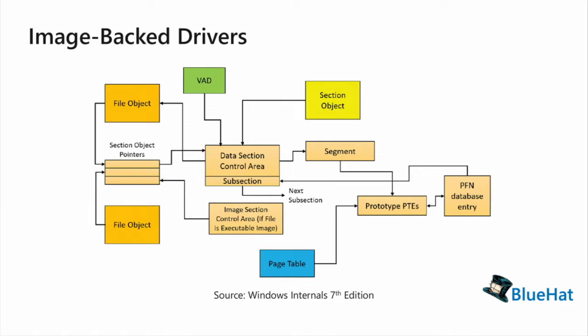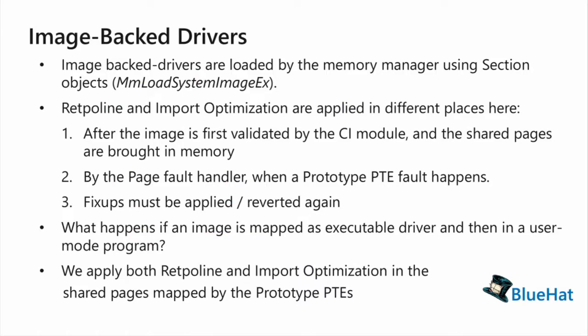This slide has been taken from Windows Internals. It's very complex. I don't have time to explain, unfortunately, but this is how it works. So returning back, the important thing to remember here is that we apply import optimization and Retpoline on the shared pages that are mapped by prototype PTEs. So when you try to access a shared page, there is a fault in the kernel, and then a new page is allocated, and the shared page is copied into the private page.